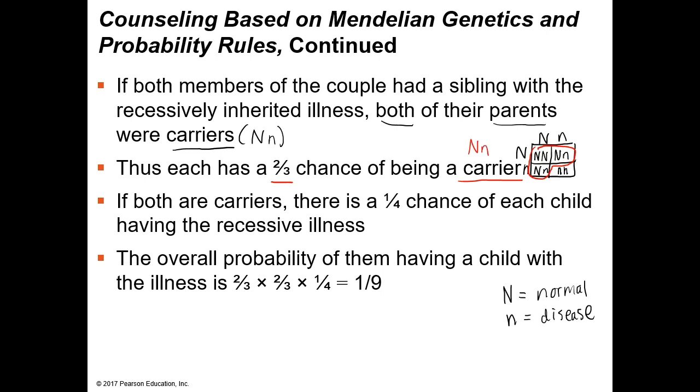Again, if both are carriers, there's a 1/4 chance of each child having the recessive illness. So it's the same thing right here, 1/4 chance. So if we made it both the carriers for the second generation, so assuming that they're both carriers for the couple, it's going to be the same Punnett square. There's only a 1 in 4 chance of an affected child.